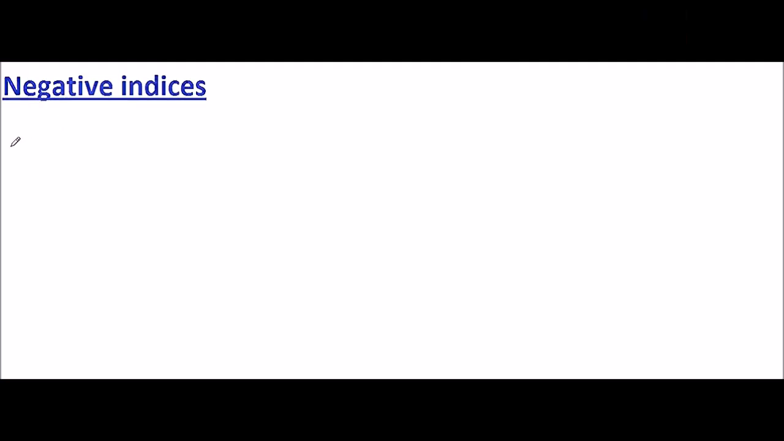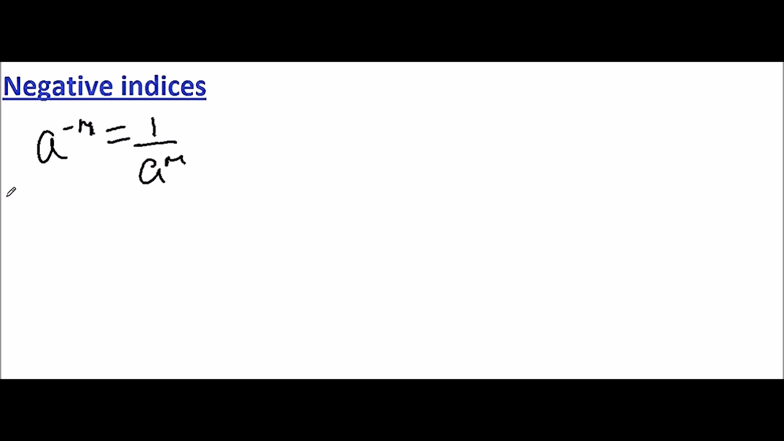So in this section, we are going to learn about the negative indices. A negative index is written like this: a to power minus m is equal to 1 divided by a to power m.